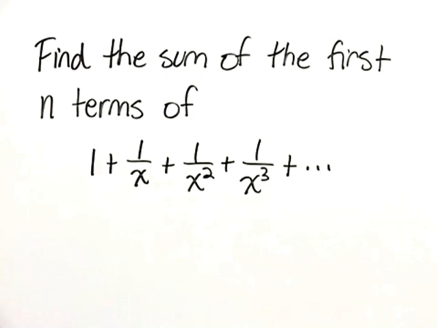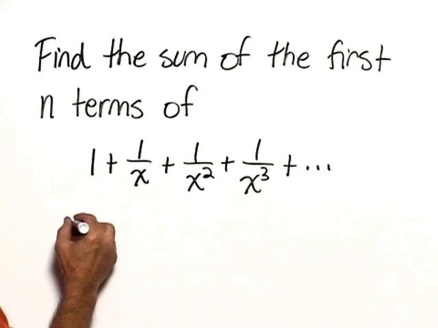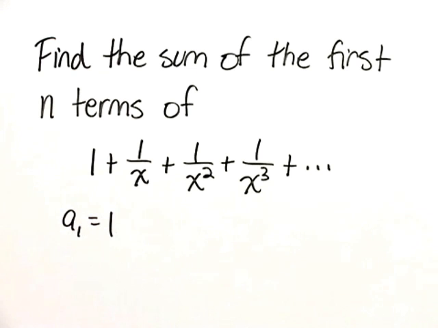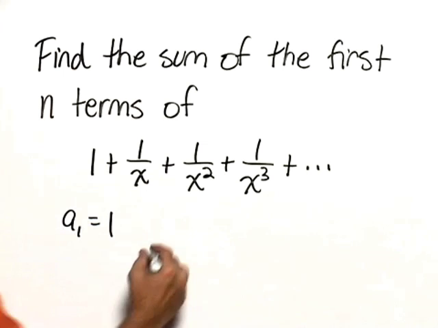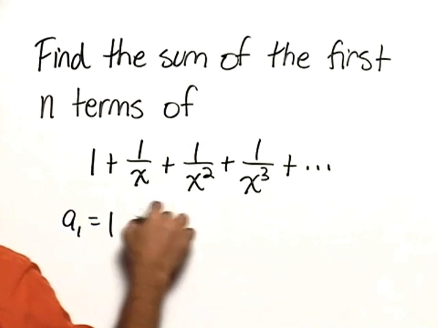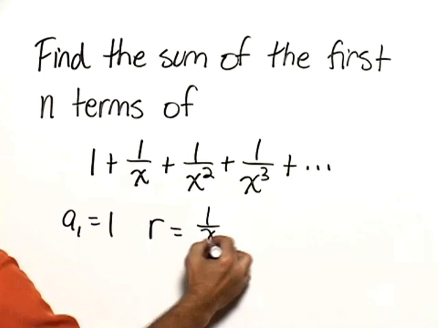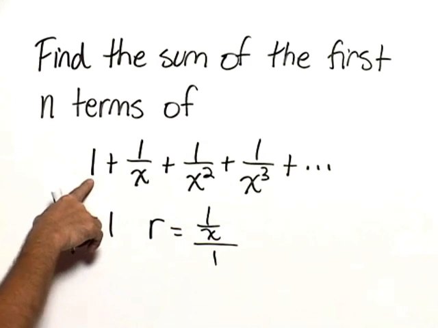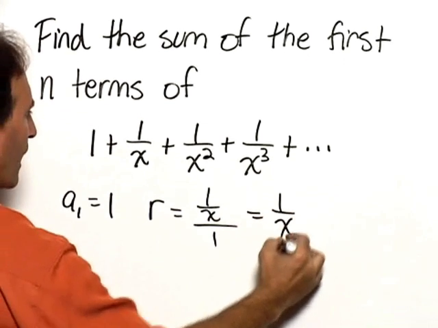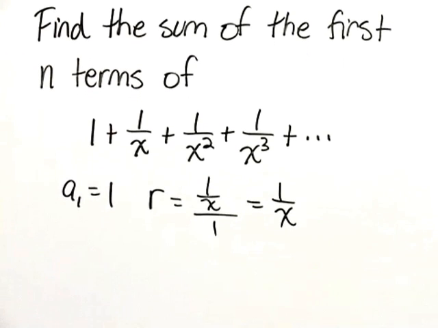Find the sum of the first n terms of 1 plus 1 over x plus 1 over x squared plus 1 over x cubed plus etc., etc. So in this particular case, you'll recognize this as a geometric sequence where a sub 1, the first term, is 1. The ratio r, let's take the second term, 1 over x, and divide it by the first term, 1, to find that the common ratio is 1 over x.